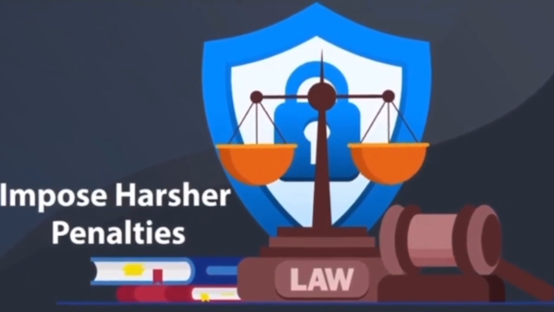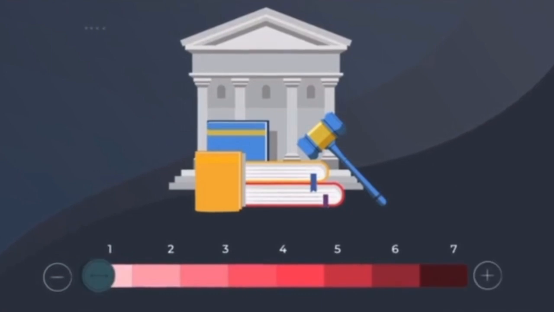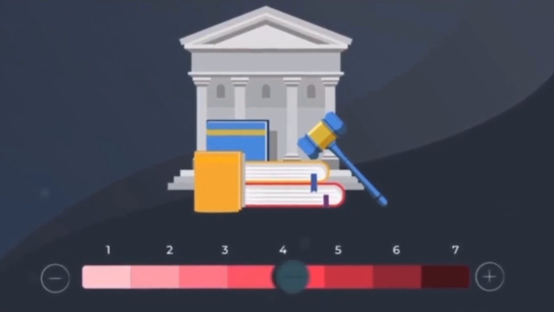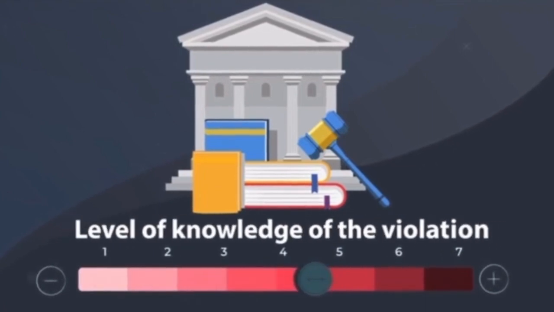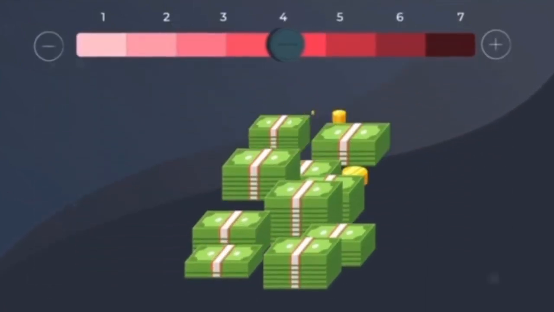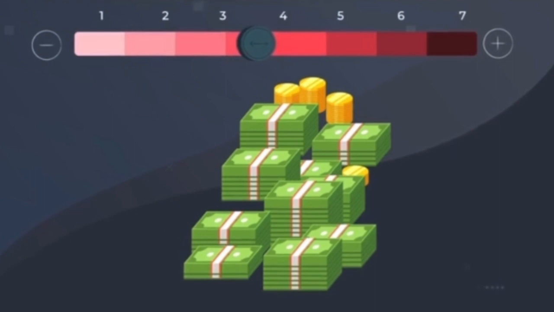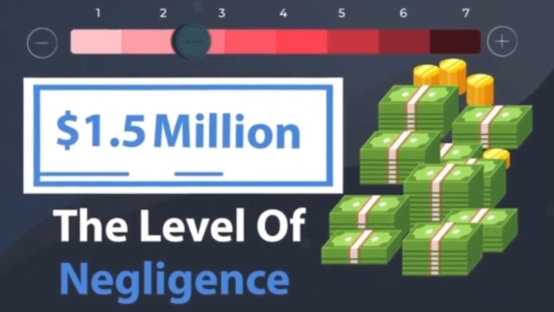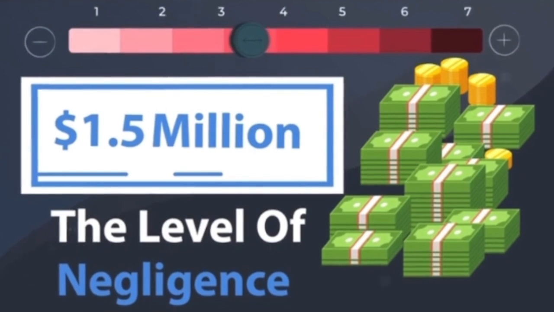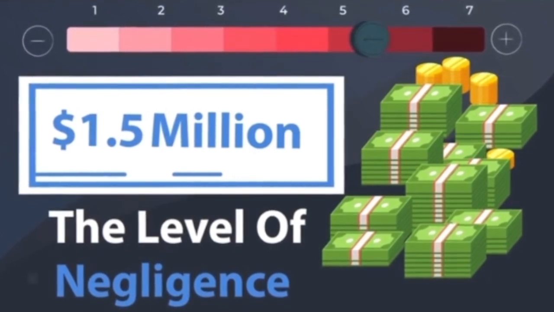HITECH and the Omnibus Rule now require the HHS to impose harsher penalties for violations of the privacy and security rules. The Omnibus Rule introduced a tiered approach to imposing penalties depending on the organization's perceived level of knowledge of the violation. Each tier contains ranges in fine amount per violation based on the level of negligence, with a max of $1.5 million in fines for multiple violations of an identical provision in the calendar year.